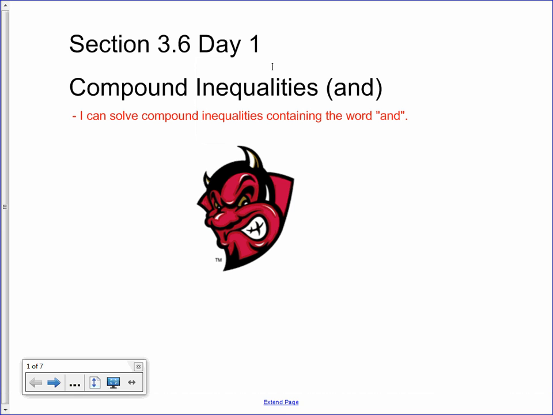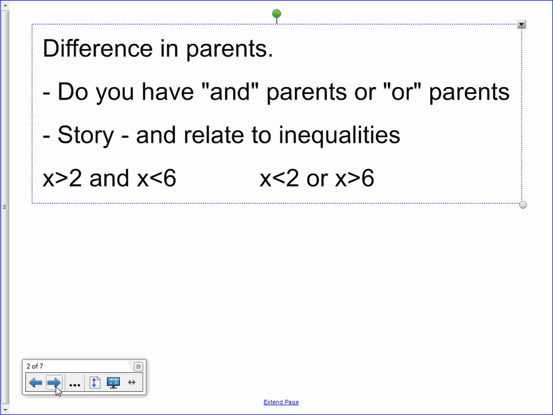So today we're on section 3.6. The first day of it, we'll spend 2 days on it. We're talking about compound inequalities today, and specifically the ones that have an and in them. So by the end of the video, I hope you can say I can solve compound inequalities containing the word and.